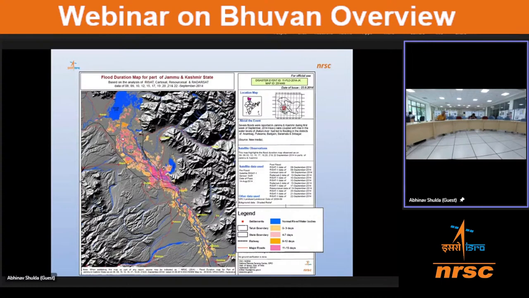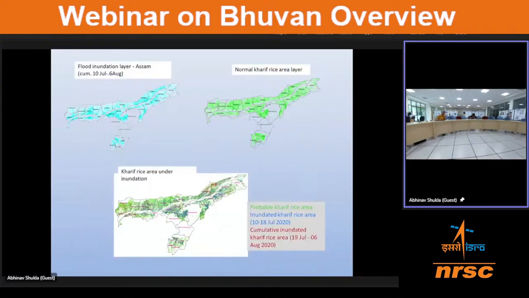We also prepare flood progression and recession maps, and these are also disseminated using Bhuvan. Thereafter, one very important person who is impacted by such a disaster is the farmer. So we have integrated the flood layers along with the sown area or the normal crop area that we have, using land use, land cover information. And then this is integrated together to assess the kind of impact it may have on the crops.